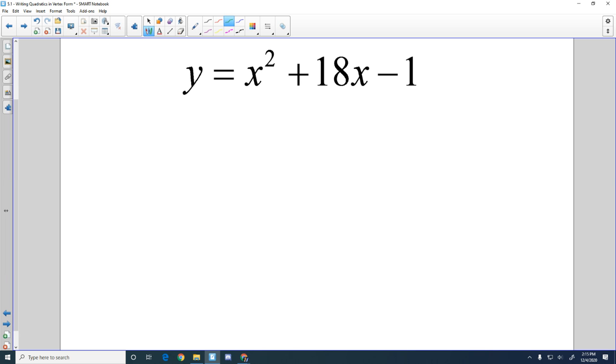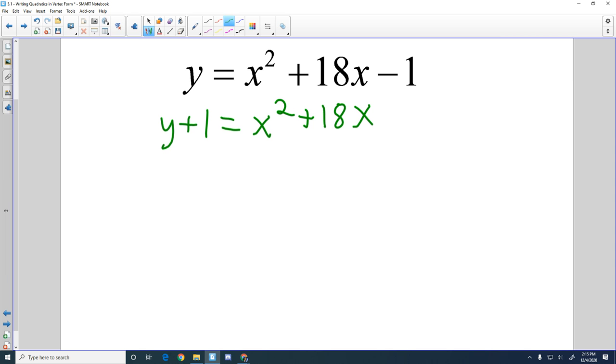So that 1 doesn't fit our pattern, right? That's not the magic number that we want there. So we've got to get rid of it by adding 1 to both sides. Now, I want to add the magic number. What is it in this case?